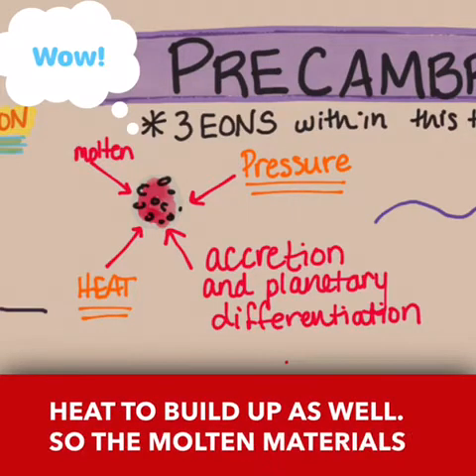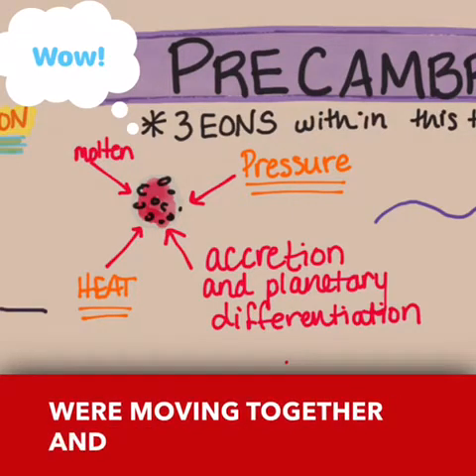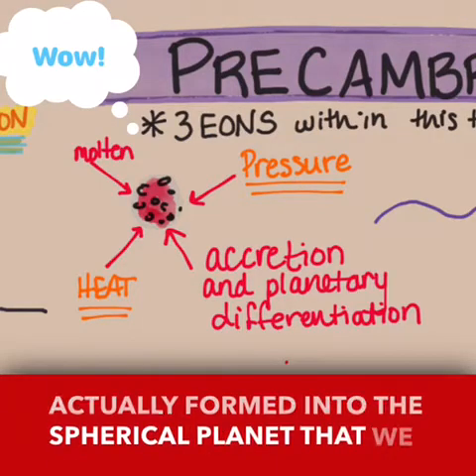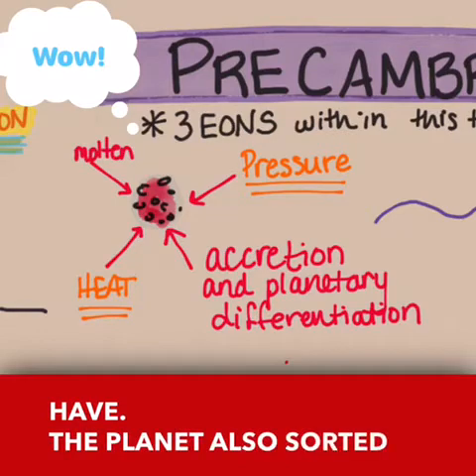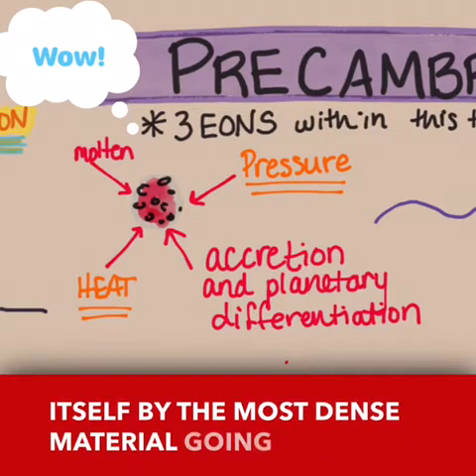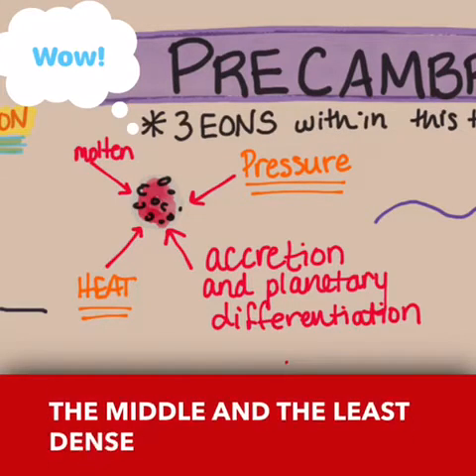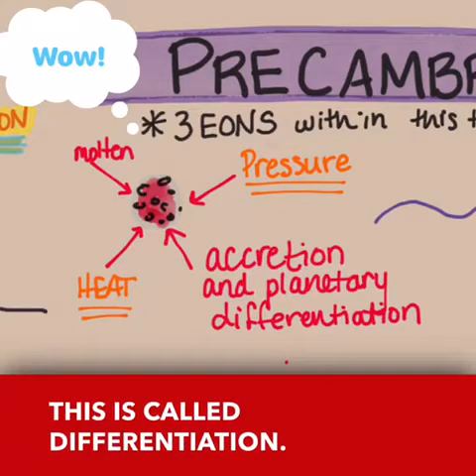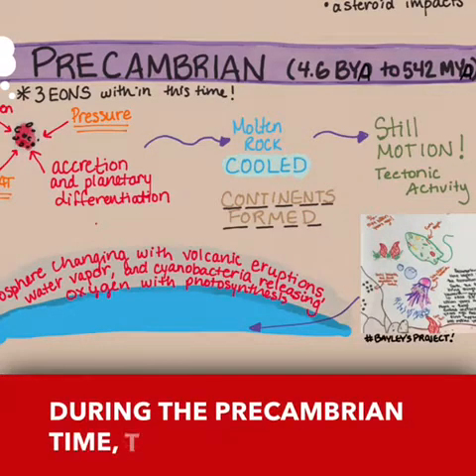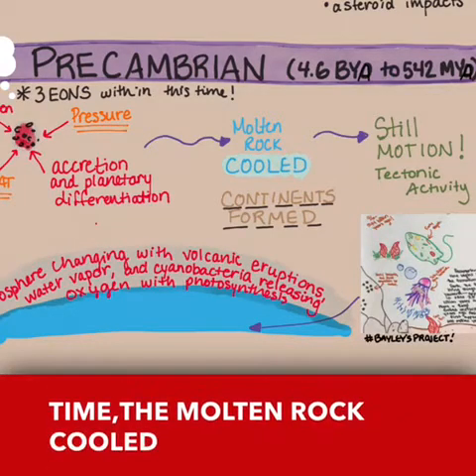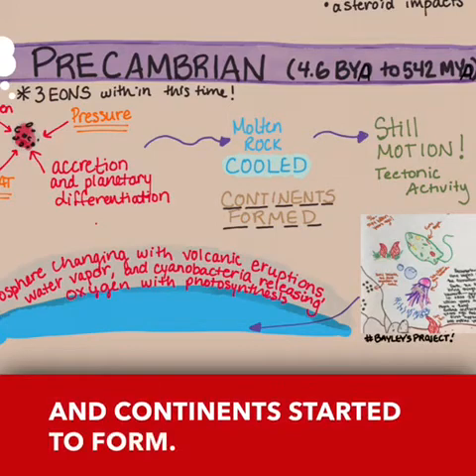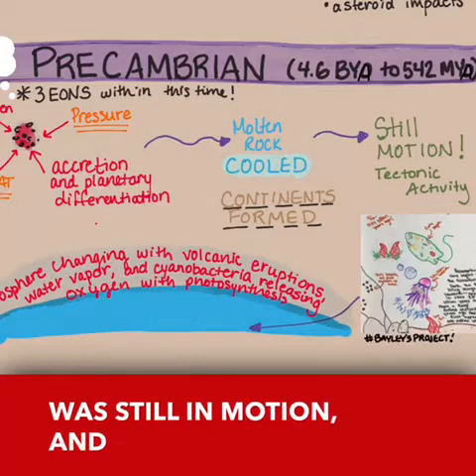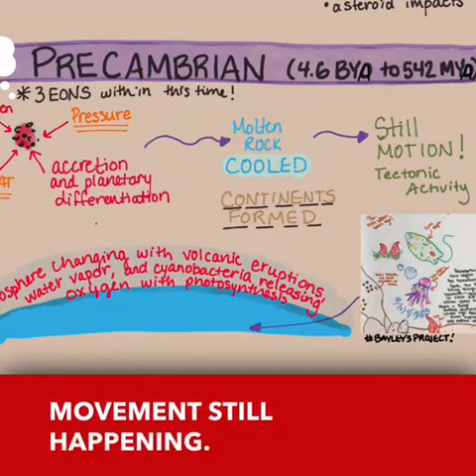So these molten materials were moving together, and accretion is when they actually formed into the spherical planet that we have. The planet also sorted itself by the most dense material going towards the middle and the least dense materials going towards the outer parts. This is called differentiation. During the Precambrian time period, the molten rock cooled and continents started to form. The surface of the planet was still in motion, and there was tectonic movement still happening.